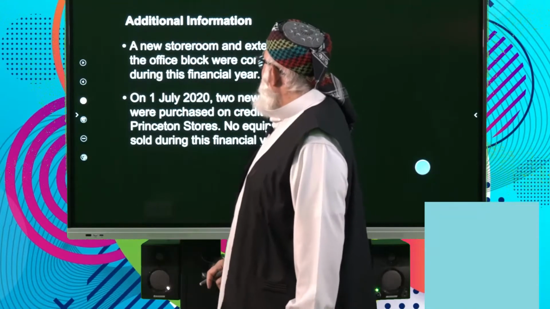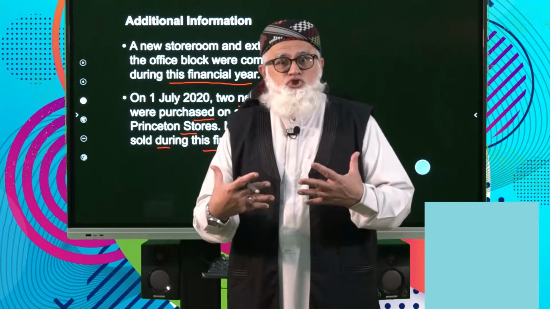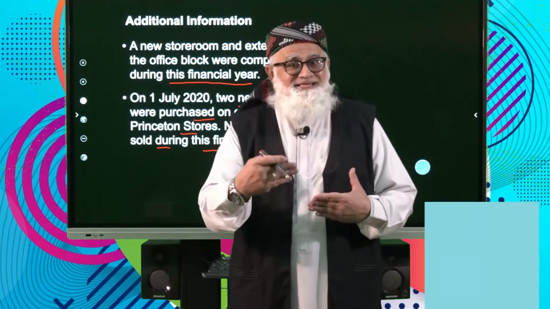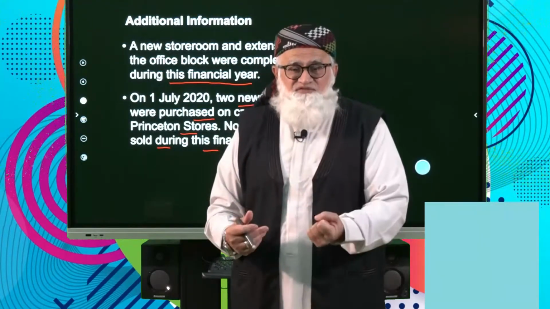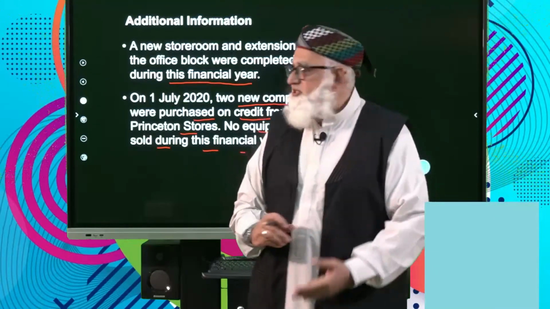We are told that a new storeroom and extensions to the office block were completed during the financial year. On the 1st of July 2020, 2 new computers were purchased on credit from Princeton Stores. No equipment was sold during this financial year. So important, guys, is for you to absorb the information and understand it, because this information is going to impact on all our calculations.